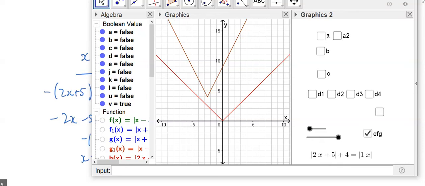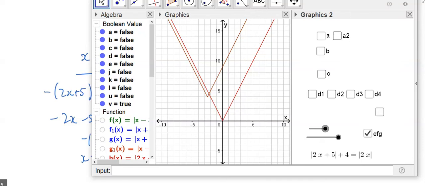So like I change it a little bit. This is the equation down here: 2x plus absolute value of 2x plus 5 plus 4 equals absolute value of 2x, versus the one that we just did, which was the absolute value of 1x. Okay, one solution.